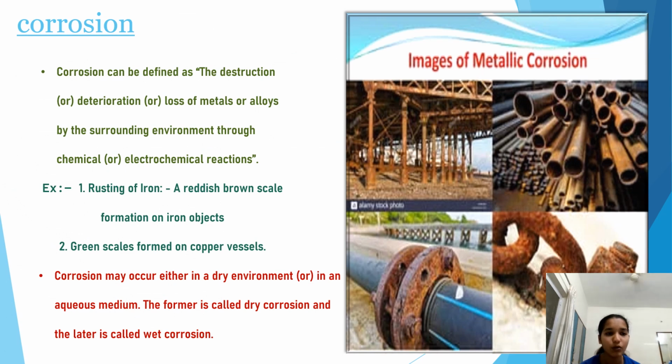Now, let us know what is corrosion. Corrosion can be defined as the destruction or deterioration or loss of metals or alloys by the surrounding environment through chemical or electrochemical reactions. Example, rusting of iron, a reddish brown scale formation on iron objects, green scales formed on copper vessels. Corrosion may occur either in a dry environment or in an aqueous medium. The former is called dry corrosion and the latter is called wet corrosion.